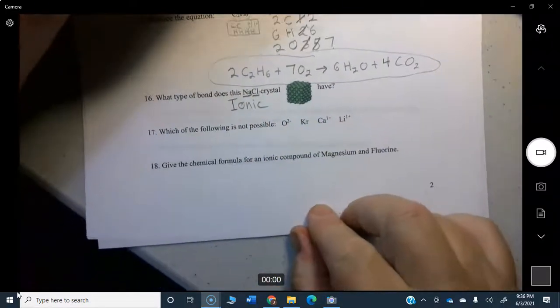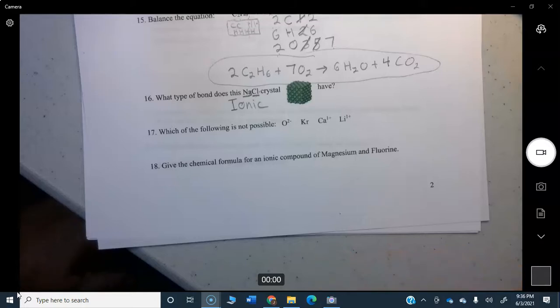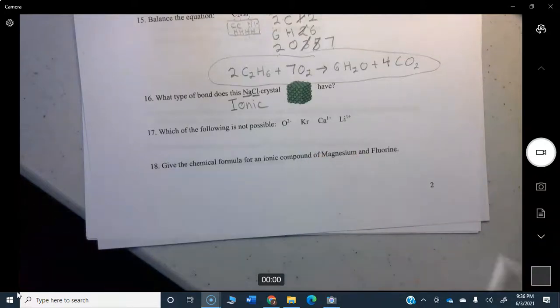All right. Ionic bonds is back in the foundations unit. About lesson number 7 or 8, somewhere in there. Which of the following is not possible? This is where it's helpful to have your periodic table of charge numbers, the one with all the charges, but you don't need it. So let's look at this.